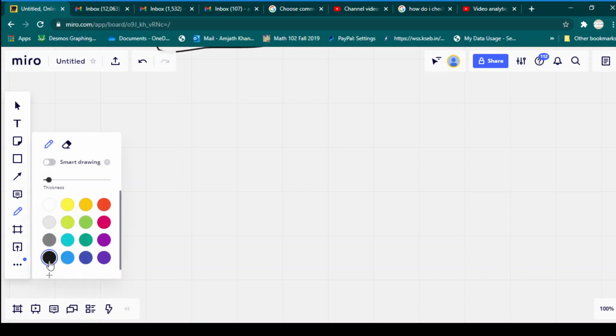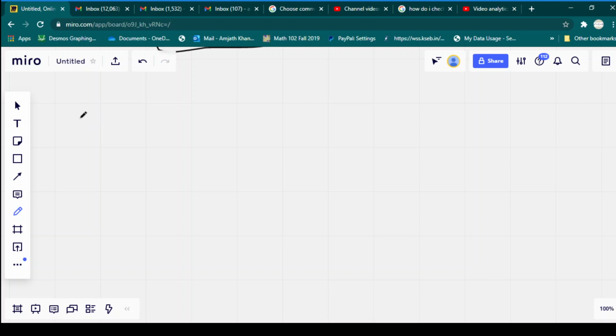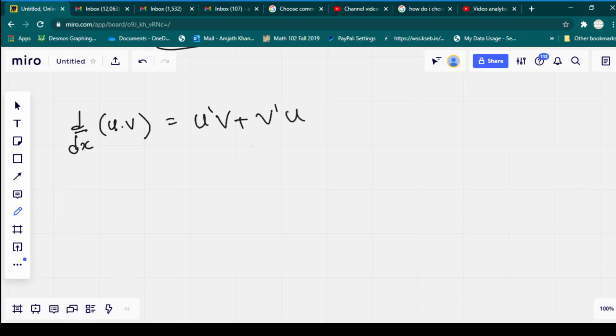Okay, so we know that the product rule is the derivative of u times v is equal to u derivative v plus v derivative u. Okay, this is the product rule. So let's derive the quotient rule from the product rule.